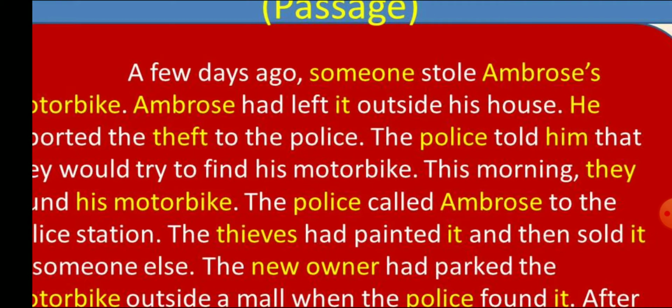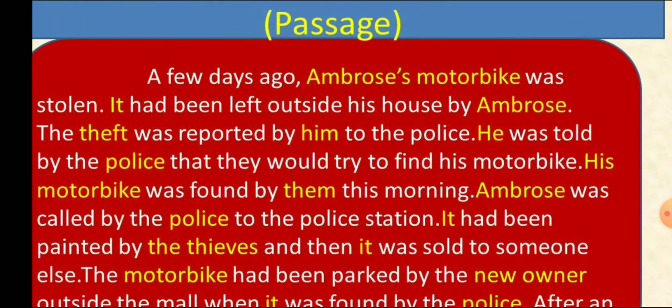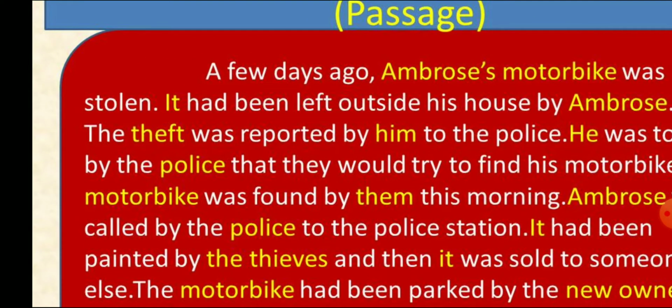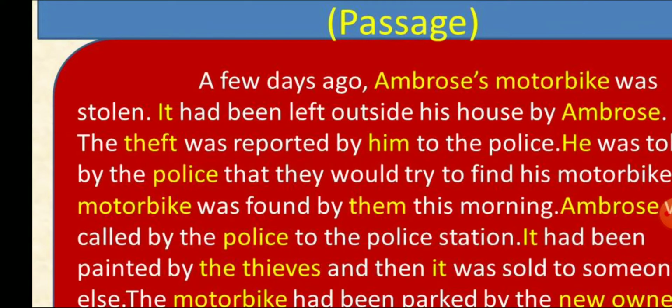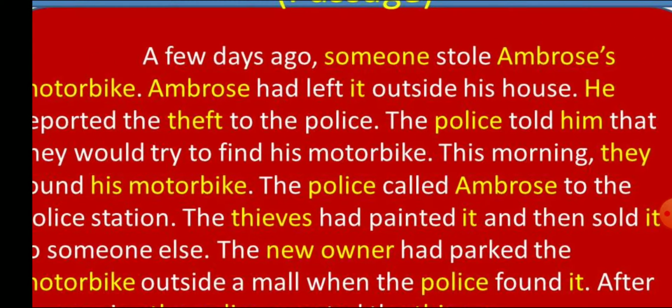Now, how we have to change it: A few days ago, Ambrose's motorbike was stolen. Just because it is past tense, we have to use the be verb was plus the past participle, and we have to interchange the subject and object. That's all. Here, we need not give the agent because we can omit it. It is less important.